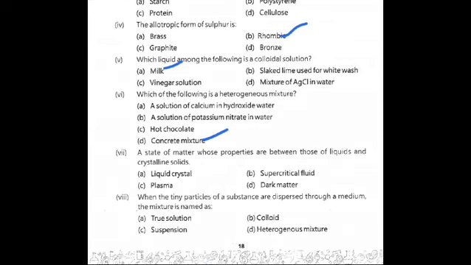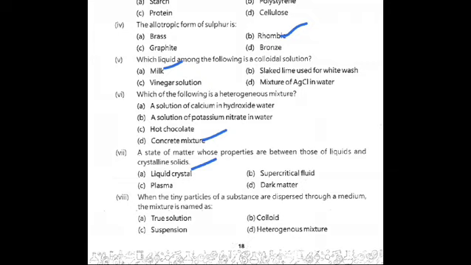Then MCQ number 7 is: a state of matter whose properties are between those of liquids and crystalline solids. The correct option is liquid crystals, option A. Liquid crystals basically have properties that are intermediate between liquids and solids, and that is also what makes them unique.